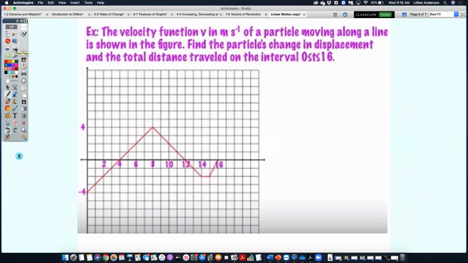Let's take a look at this one. So in this particular problem, the velocity function v in meters per second, remember s to the negative 1 is just basically saying m divided by s, so meters per second, of a particle moving along a line is shown in the figure. Find the particle's change in displacement and the total distance traveled on the interval from 0 to 16. Now, unlike the last problem, we don't have a function here, we just have a graph that represents this particular situation. So that means in order to find any type of displacement change or any type of distance traveled, we're going to have to use the concept that we did when we first talked about definite integrals and area underneath the curve.